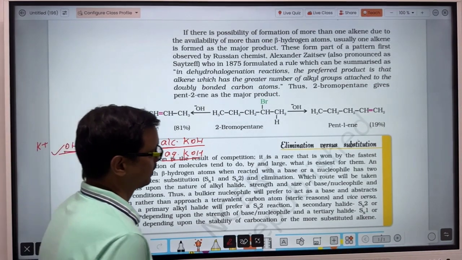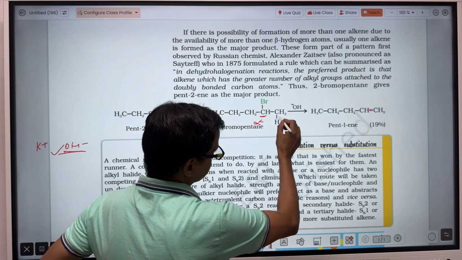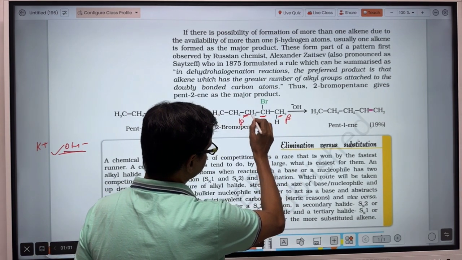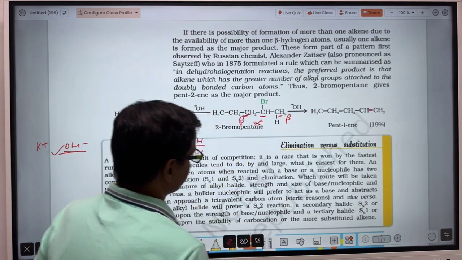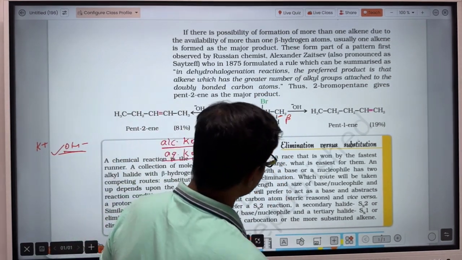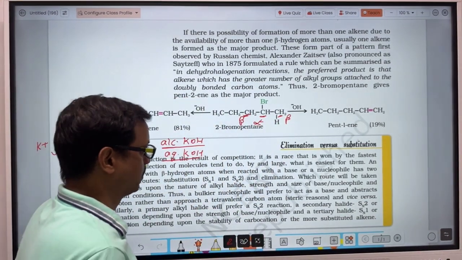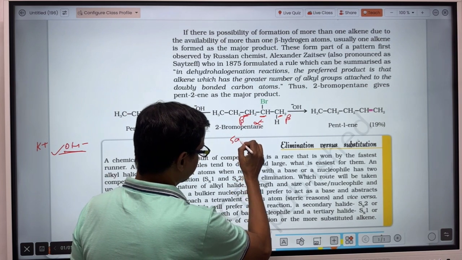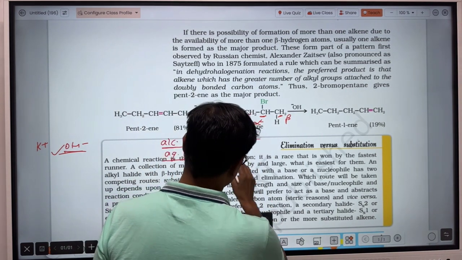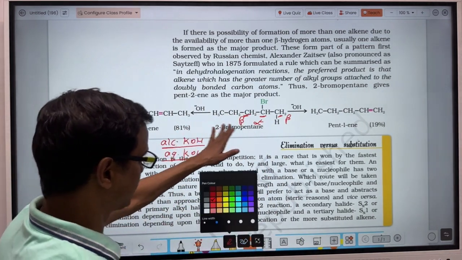How does that happen? Here this carbon is the alpha carbon, and this carbon is beta, this carbon is beta, and this carbon is also beta. So what happens during the elimination reaction? What will be the minor product and what will be the major product? That is indicated by Saytzeff's rule. You will not be asked in the examination what Saytzeff's rule is, so I have dropped it.